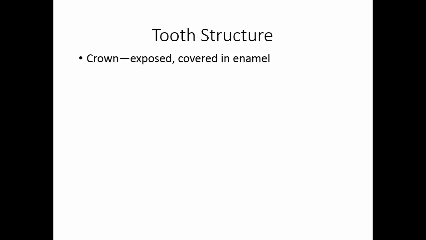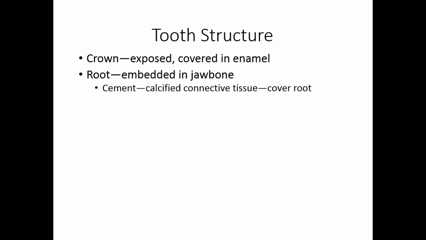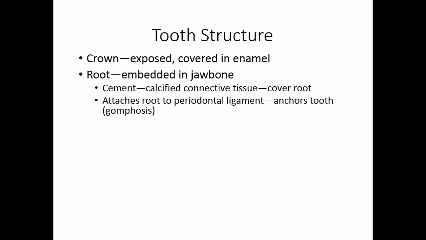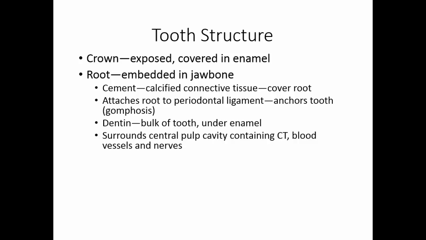The exposed part of the tooth, or the crown of the tooth, is covered in enamel, which is an incredibly hard substance. The root of the tooth is embedded in the jawbone. Cement is the calcified connective tissue that covers the root and attaches the root to the periodontal ligament. This anchors the tooth in the jaw socket. This provides you with a joint called a gomphosis. The bulk of the tooth is composed of dentin. This is what is immediately under the enamel. Dentin surrounds the central pulp cavity, which contains connective tissue, blood vessels, and nerves.